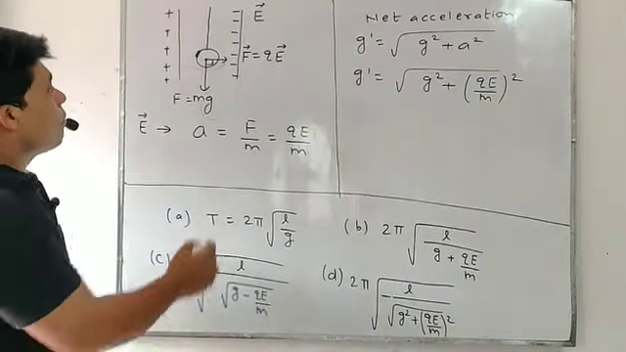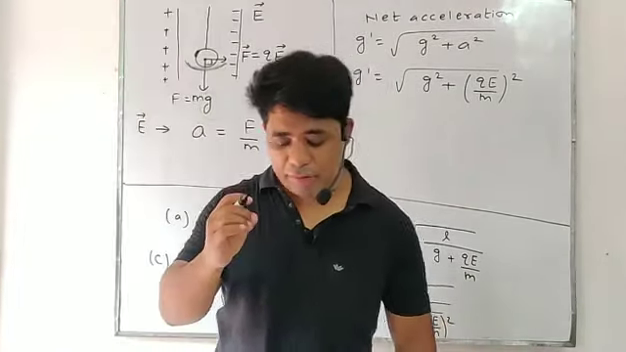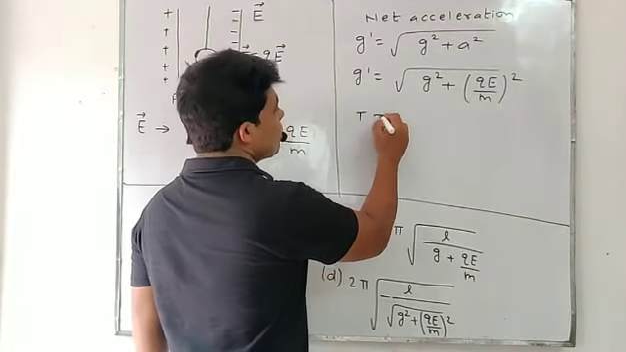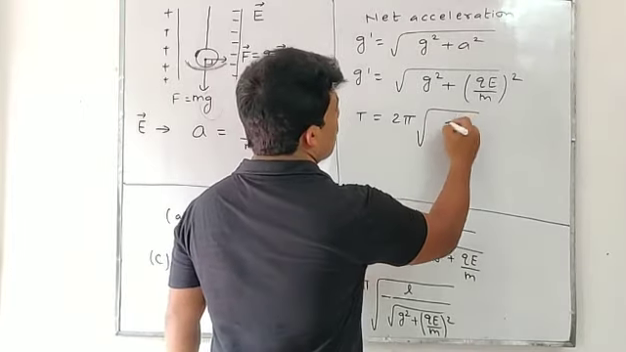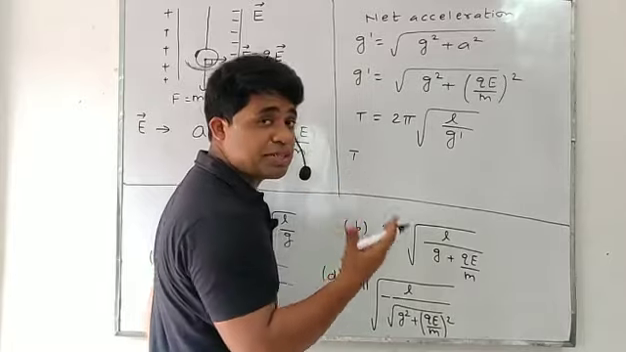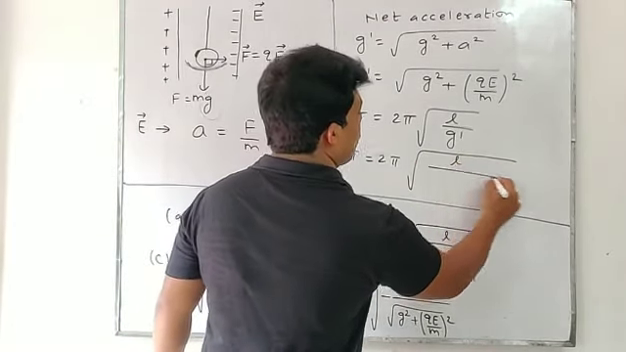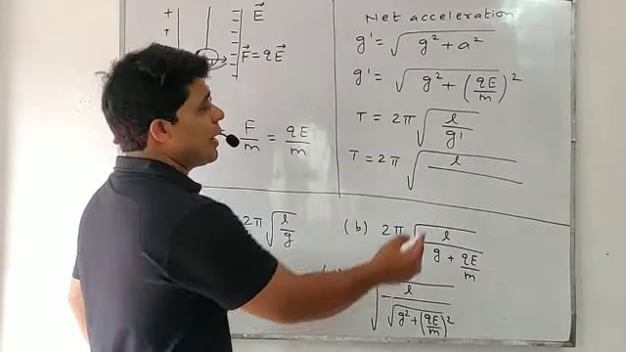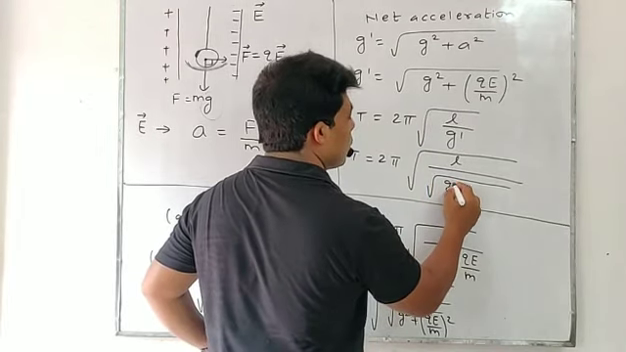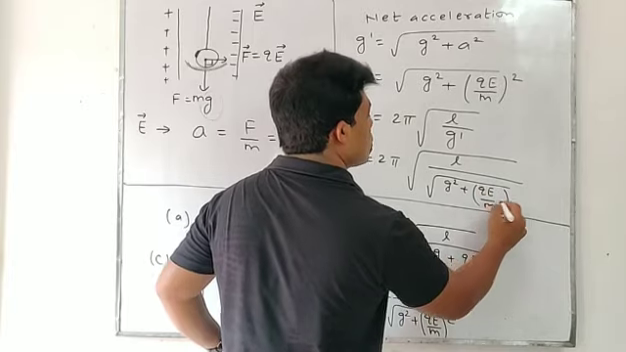Now students, the pendulum is executing simple harmonic motion, and we know very well that whenever an object executes simple harmonic motion, its time period is given by the formula T equals 2 pi root L by g dash. Here we have the acceleration g dash. What is the meaning of g dash? G dash is the net acceleration that we found, root of g squared plus QE by m whole squared.